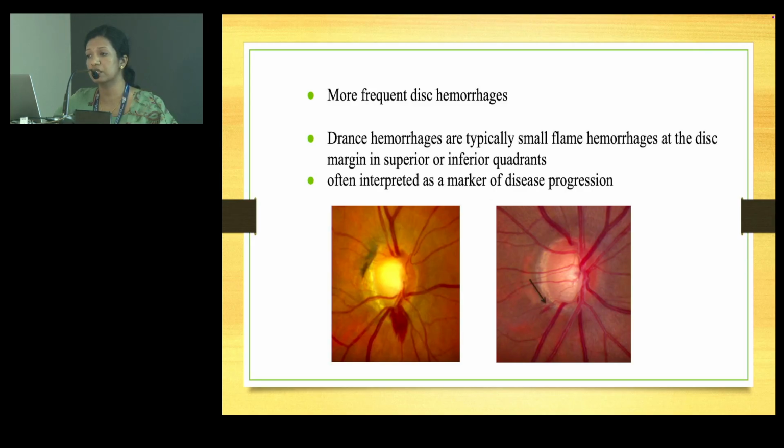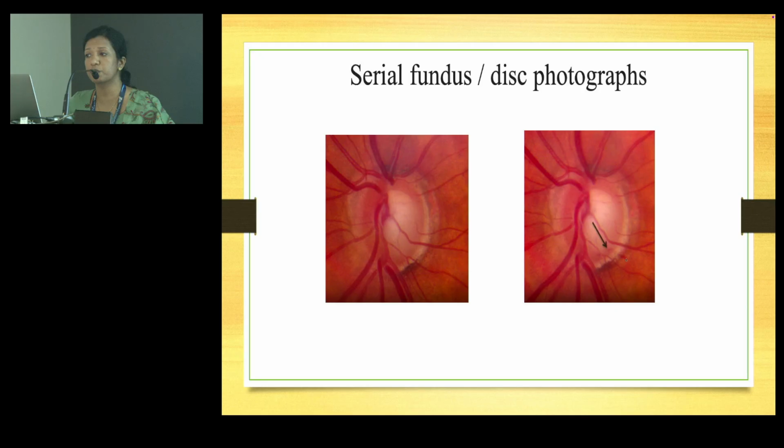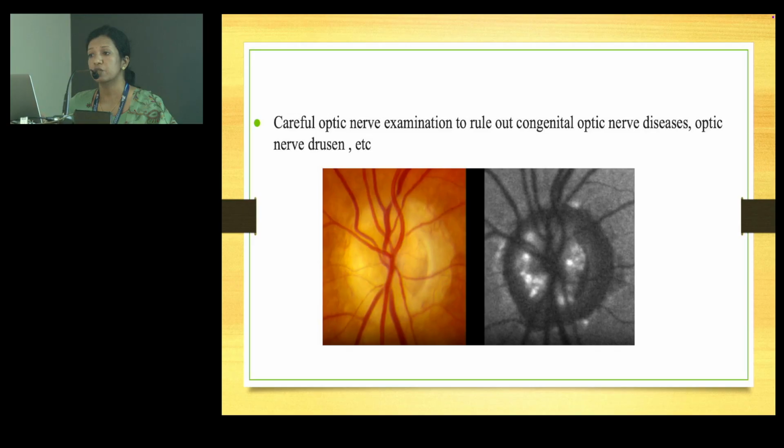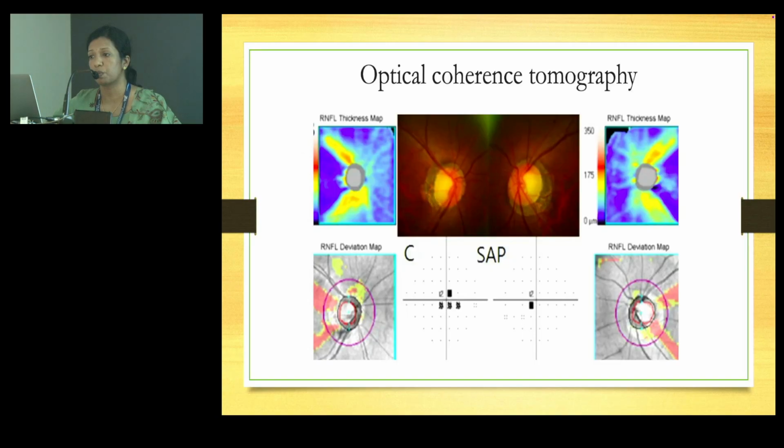So in such situations, serial fundoscopic or disc photographs will help you. This first picture shows a normal disc, and the second picture shows a disc hemorrhage, which, when compared to the previous one, you can pick up easily. Then you should do a careful optic nerve examination to rule out congenital optic nerve diseases, optic pit or optic nerve drusen. This picture shows an optic nerve drusen.